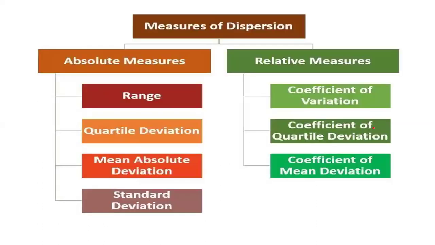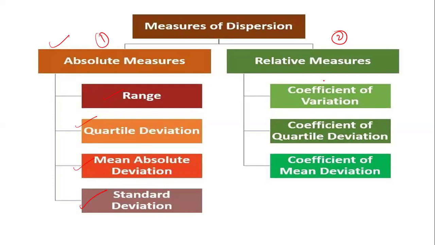Now, the measures of dispersion have two kinds. The first one is the absolute measure, and the second one is the relative measure. So we will start with the absolute measure. The absolute measures have the range, the quartile deviation, the mean absolute deviation, and then the standard deviation. So these are the absolute measures of dispersion.